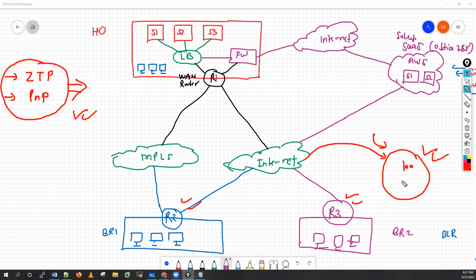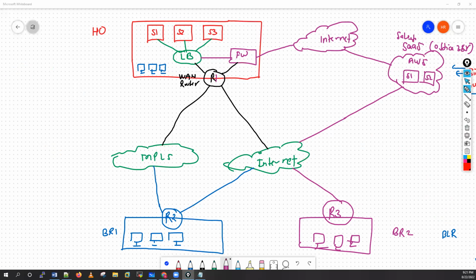Even for one WAN router, you can deploy within 10 to 15 minutes, guys, because you can create your configuration beforehand. You just have to push the configuration when you get connectivity with this WAN router. So your deployment overhead is very less on this device, guys.